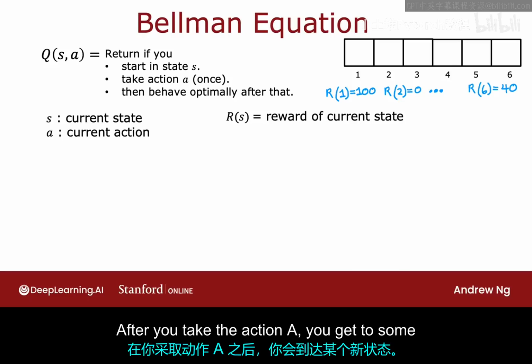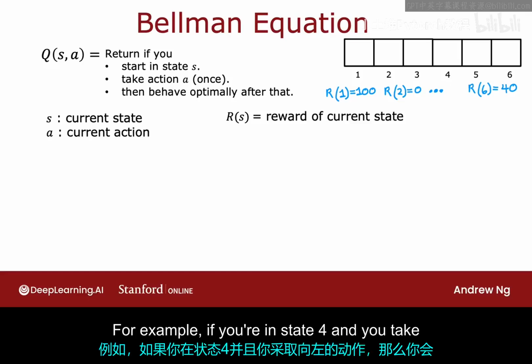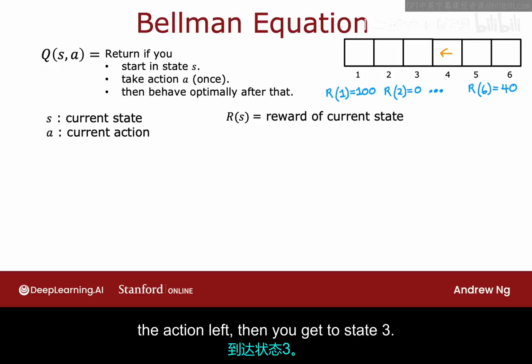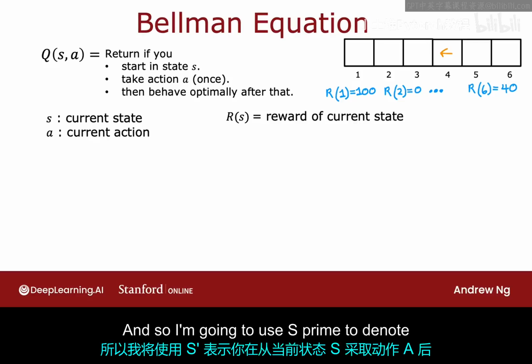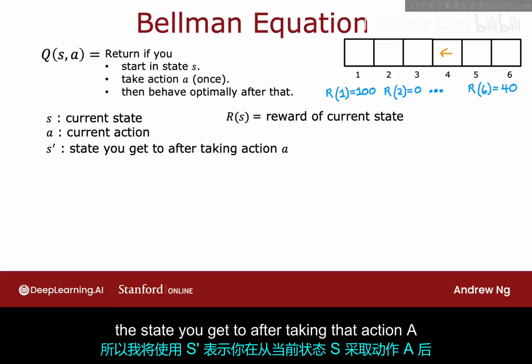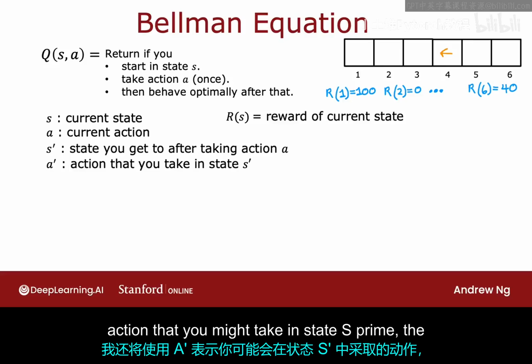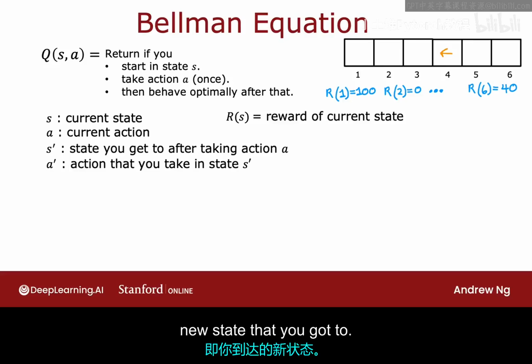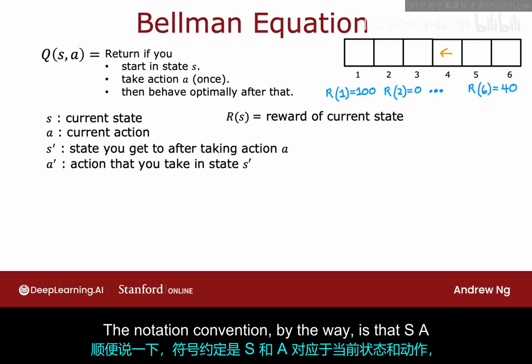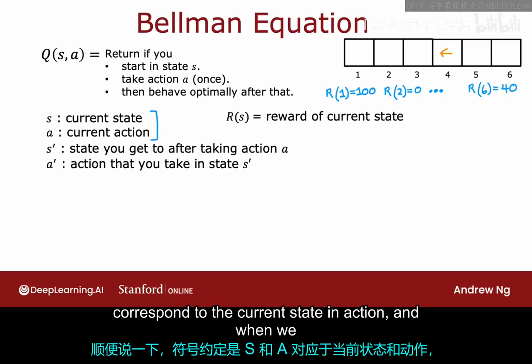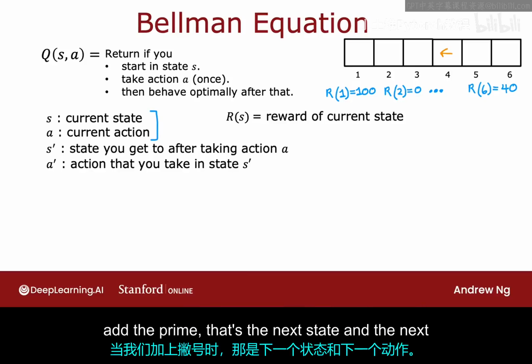After you take the action A, you get to some new state. For example, if you're in state 4 and you take the action left, then you get to state 3. And so I'm going to use S prime to denote the state you get to after taking that action A from the current state S. I'm also going to use A prime to denote the action that you might take in state S prime, the new state that you got to. The notation convention, by the way, is that S,A corresponds to the current state and action, and when we add the prime, that's the next state and the next action.